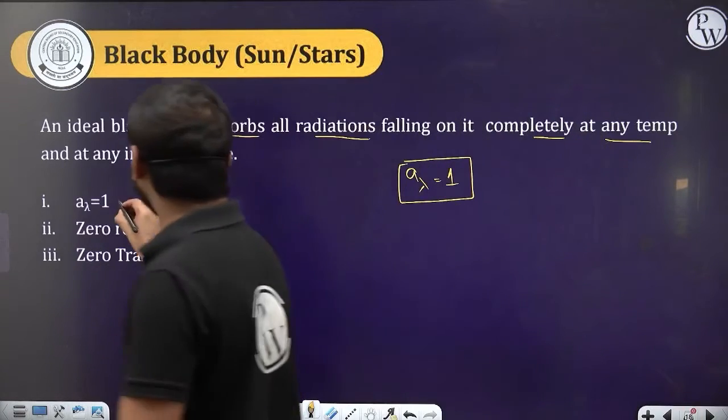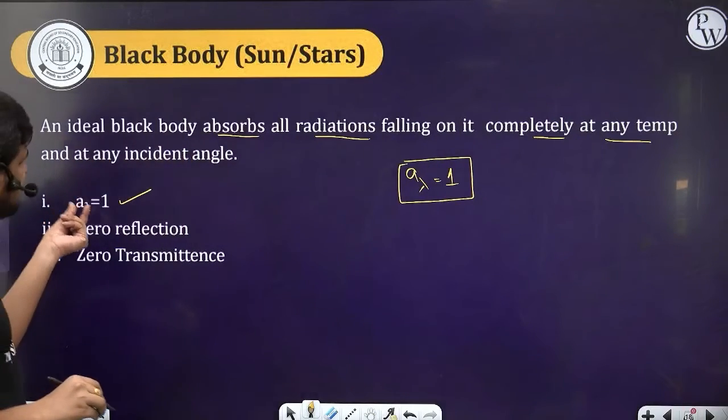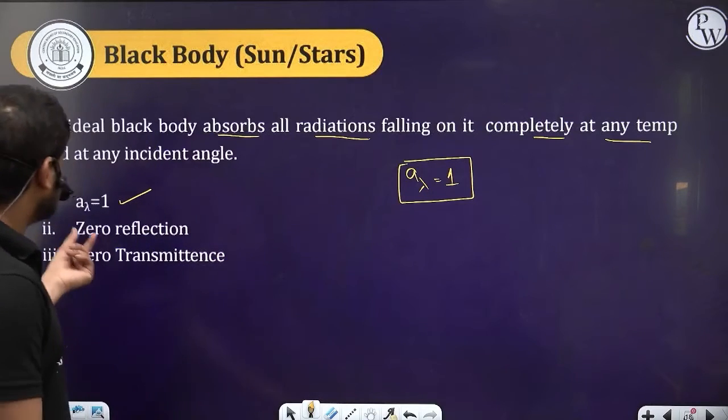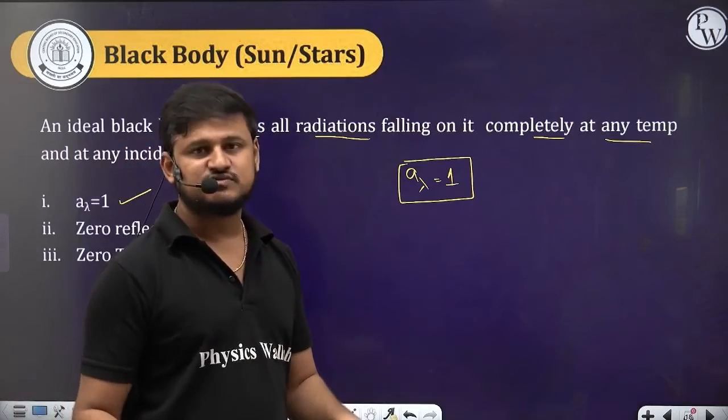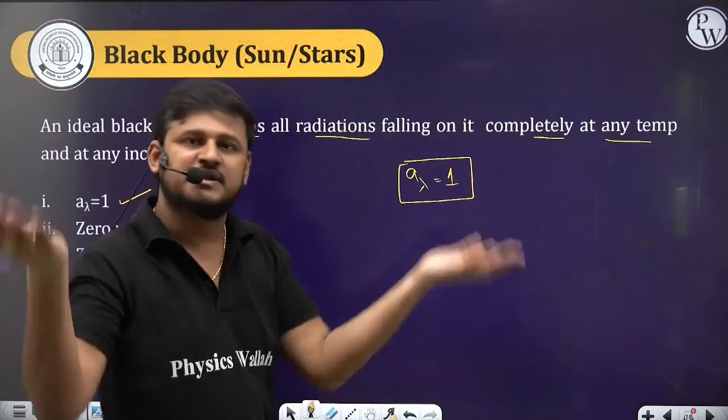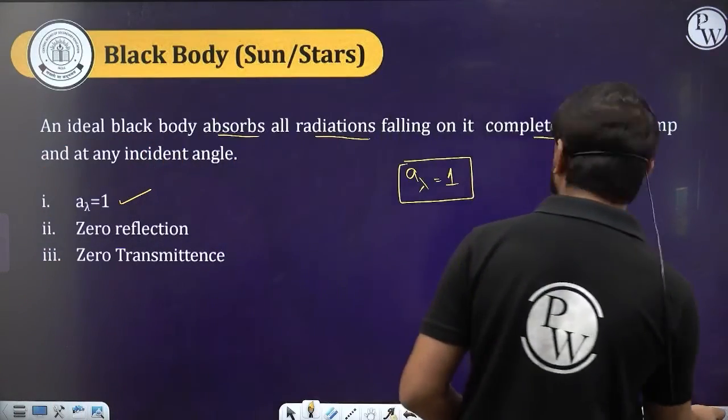Simple definition. So A for any lambda, any wavelength, is going to be 1. Zero reflection, zero transmittance. It can absorb all the radiations falling on it at any angle, at any temperature. Okay, clear? So that's a black body.